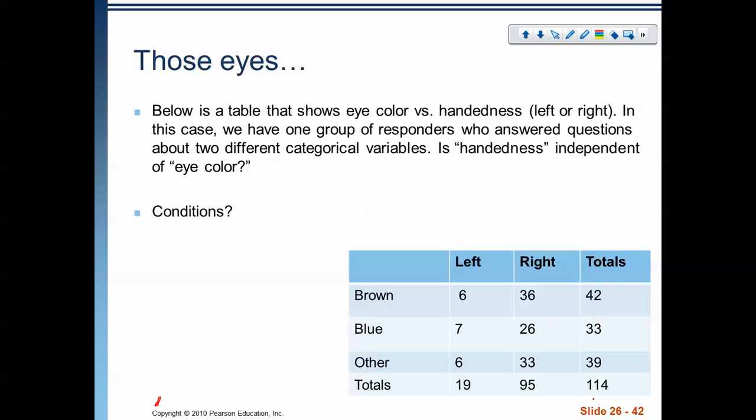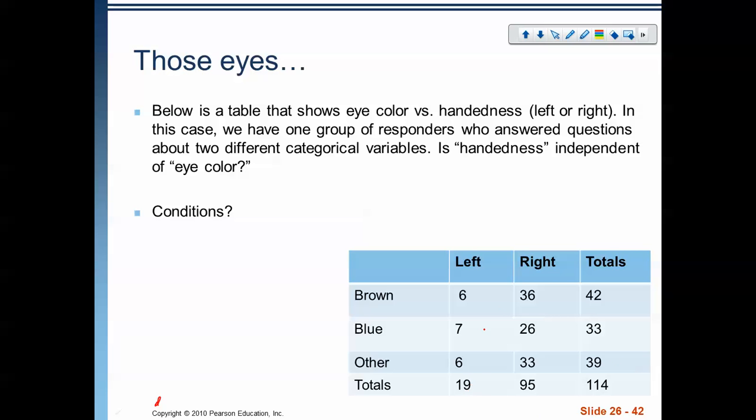Let's talk about conditions. It doesn't say anything about this one being random. It probably should, but we don't need randomness if we want to talk about it in terms of a large population. So we will go ahead and just say here that we're not going to worry about randomness on this one. We do need to check the expected values for all of these.